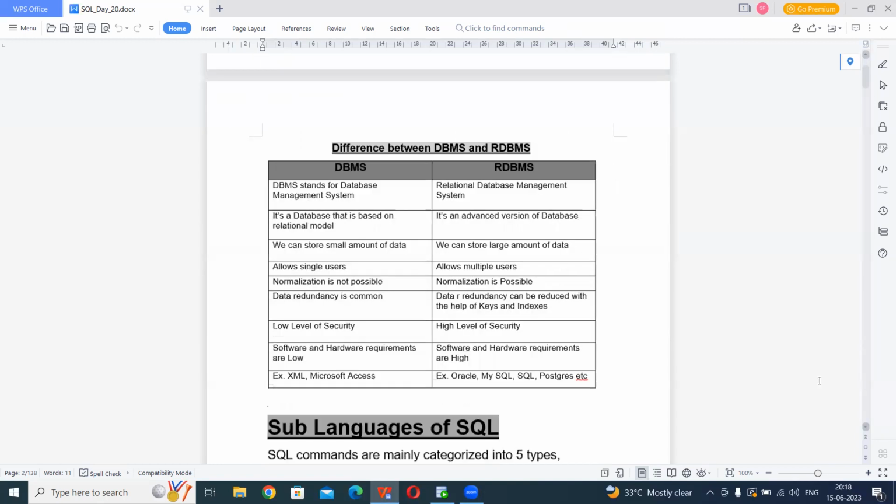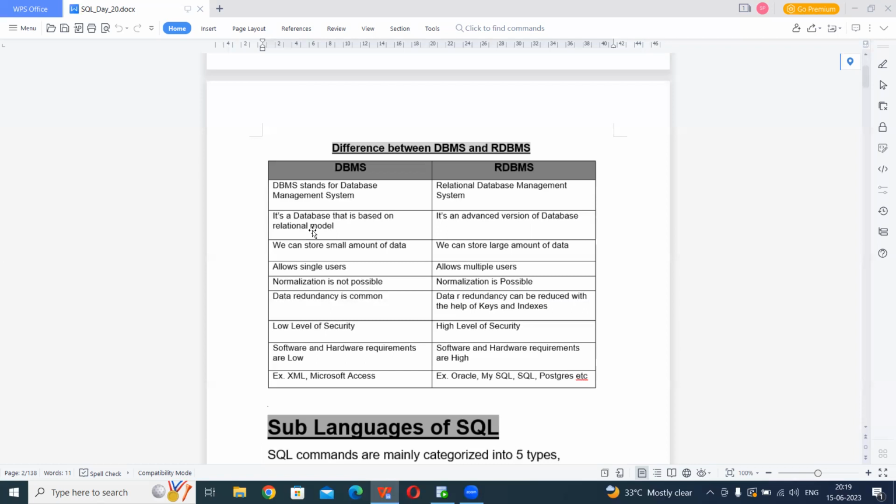So now let us go for the differences between DBMS and RDBMS. First we have DBMS, which stands for Database Management System, whereas RDBMS stands for Relational Database Management System. DBMS is a database, whereas RDBMS is an advanced version of the database. In DBMS, as it is the basic model, we can store only a small amount of data. But in RDBMS, we can store a large amount of data. DBMS supports only a single user, and in RDBMS multiple users can access the data at the same time.